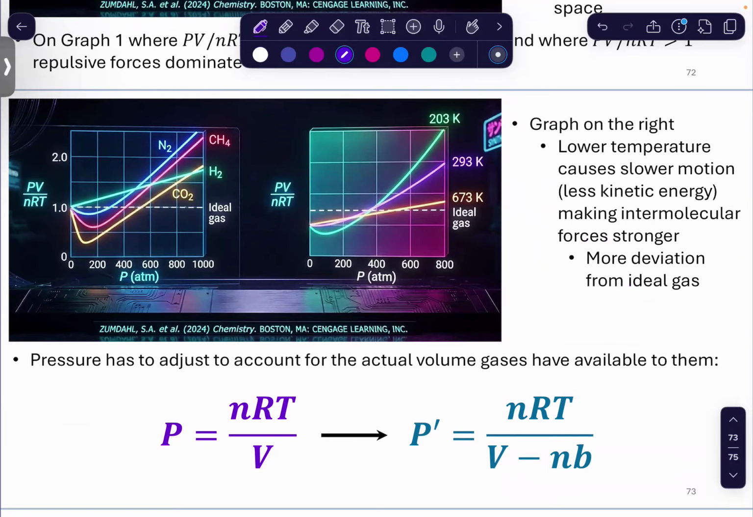Well, that's because at lower temperatures, your molecules have a lot less energy in them, and so they're moving much, much slower, which means the intermolecular forces between them are much more influential. And the same thing, you see them shoot off away from ideal gas at high temperatures. Again, high temperature, tons of energy in your molecules. And so the kinetic energy is going to far outweigh the intermolecular forces.